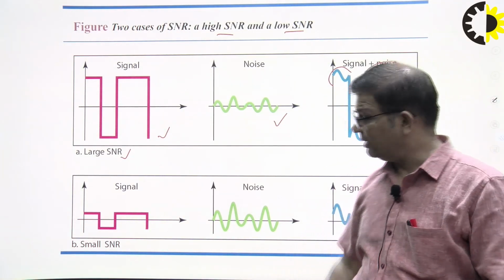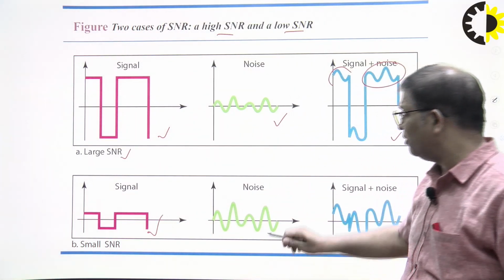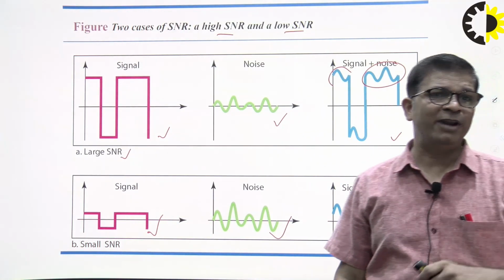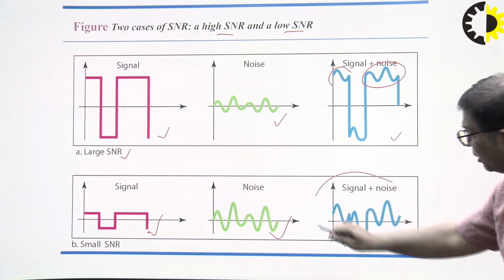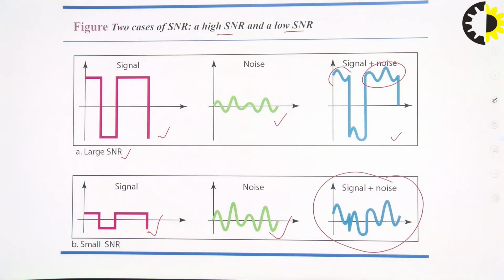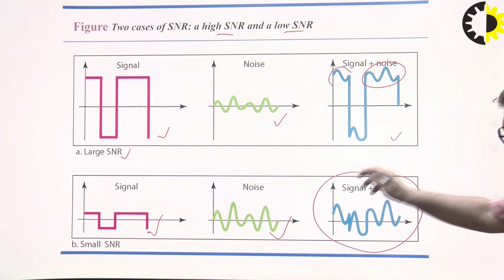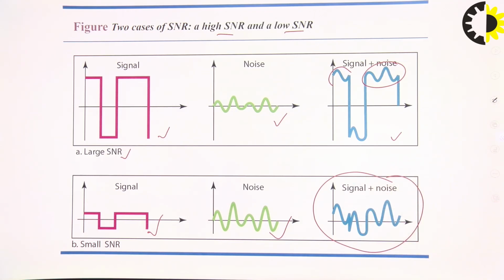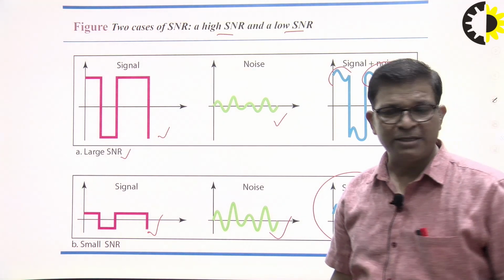But in the next case, where signal power is low and noise power is high, then what will happen? The overall signal shape has been changed, and now this signal is tough to identify, to know what the original signal is, because we are hearing something additional, or more than the actual signal. The noise is there. So it is not easy to recognize the actual signal. Okay, so these are the two cases.